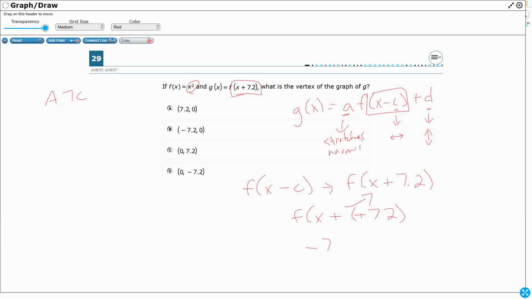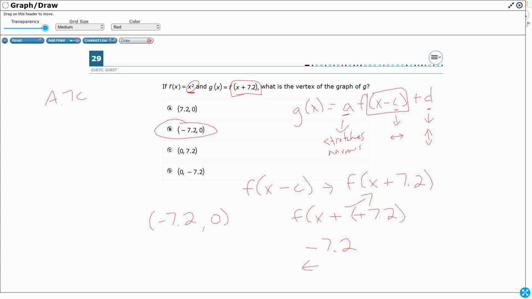So I have a negative 7.2 shift, and this is horizontal. So I'm going to the left, which means my x value is going to end up being negative 7.2. And my y value is still going to be, at this point, when we're looking at just the basic vanilla function, f of x equals x squared, the vertex is at the origin. So we're still staying on the x-axis. We're just shifting it 7.2 units to the left. Okay, so here's my answer.